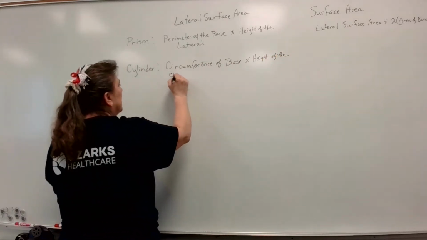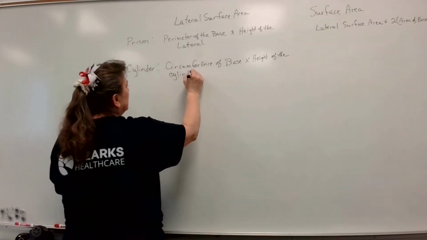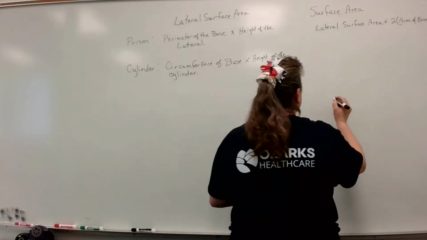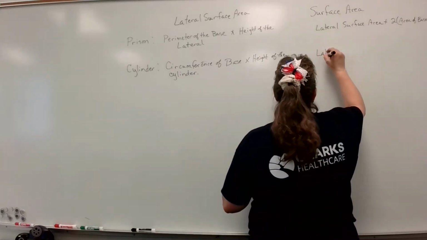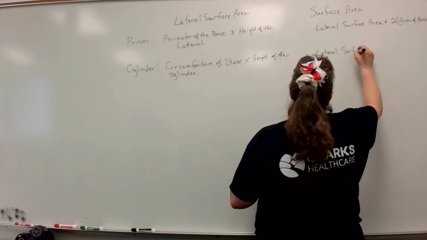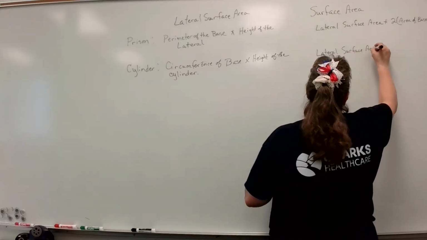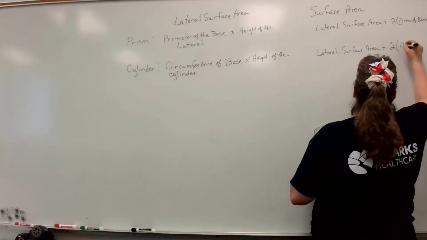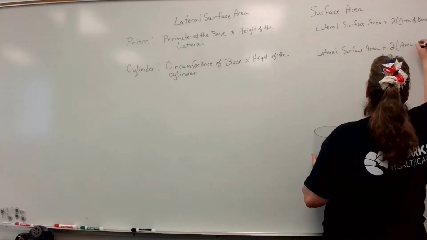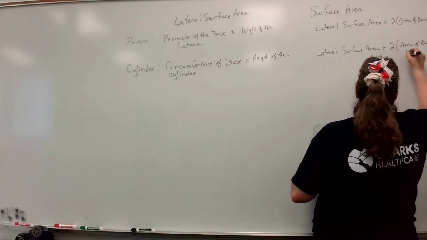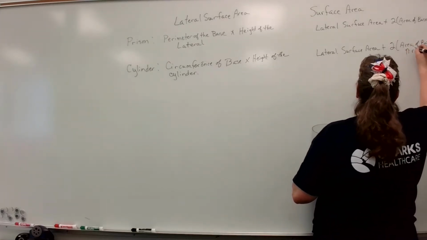In this case, we'll call it a cylinder because the lateral does make it the cylinder. Then to get the surface area, it's the lateral surface area, just like the others, plus 2 times the area of the base. And in this case, since your base is a circle, remember it's pi r squared.